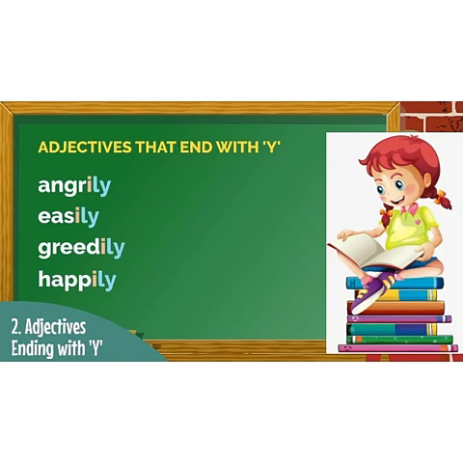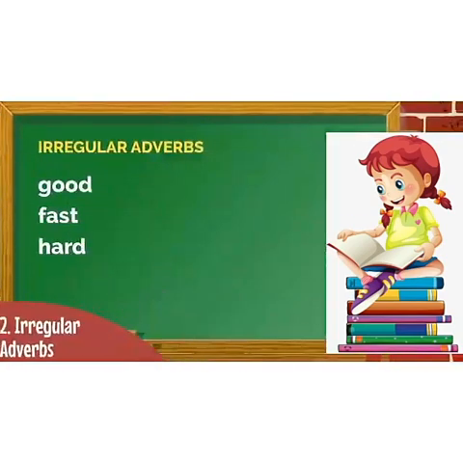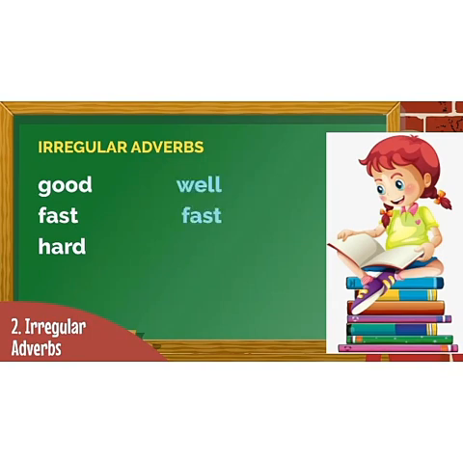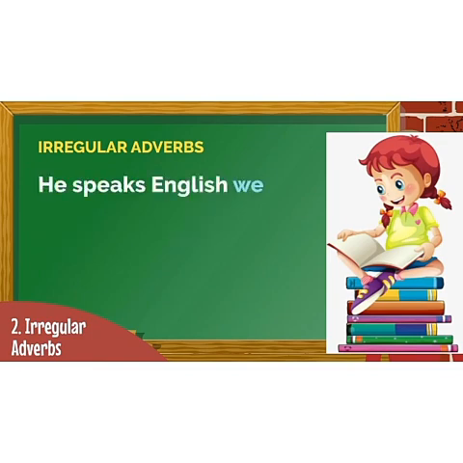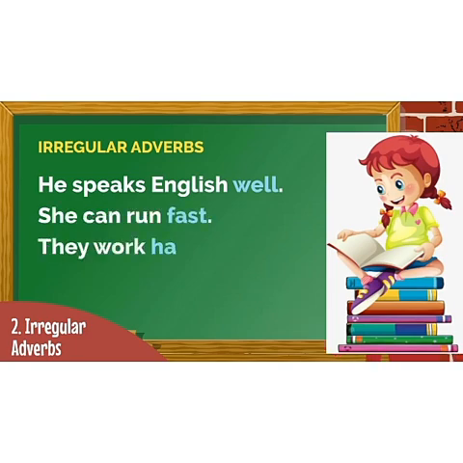Now here we have irregular adverbs يعني أحوال شاذة عن القاعدة يعني ما بنضاف لهم ly. Like good, it becomes well. Fast remains fast and hard remains hard. بيضلوا نفس ما هم. For example, he speaks English well. She can run fast. They work hard. So we describe the verb.